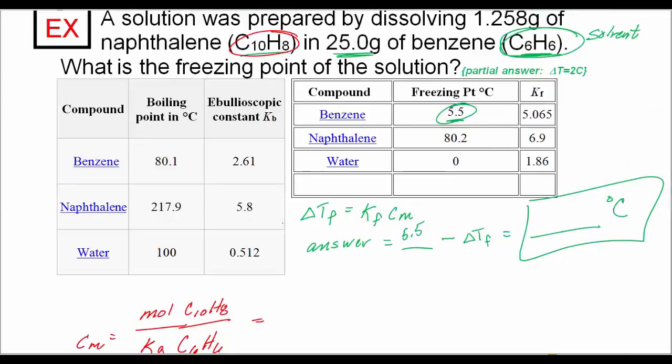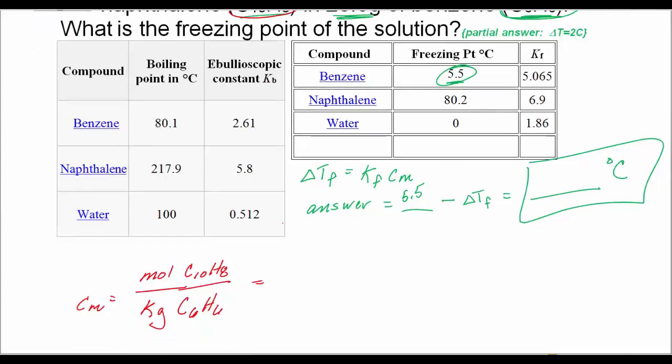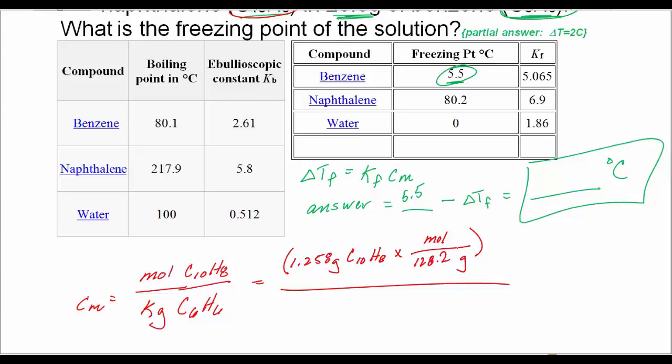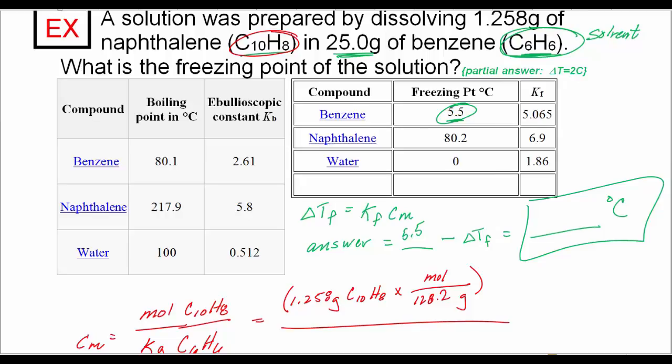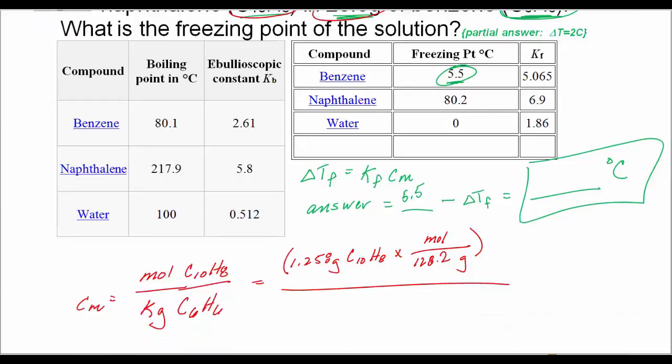So moles of naphthalene. We've got 1.258 grams of the stuff. 1.258 grams C10H8. How many grams in a mole of naphthalene? Okay. I need kilograms of benzene on the bottom. I've got 25 grams of it. So 25 grams times 1,000 grams in a kilogram. Get about 0.39.